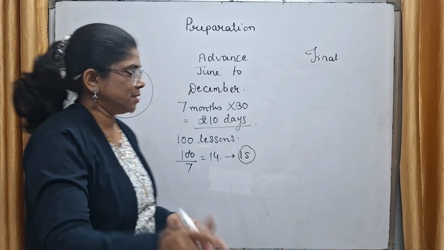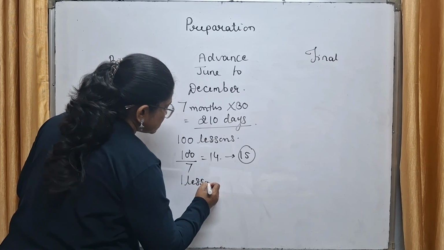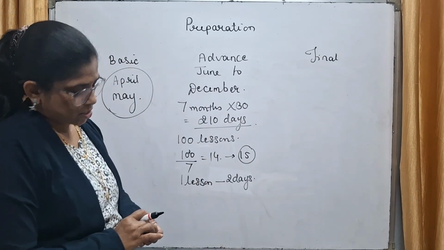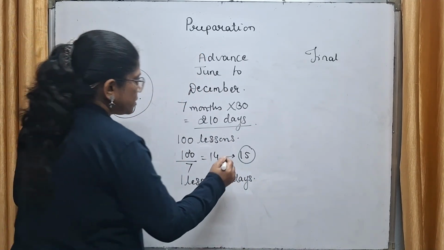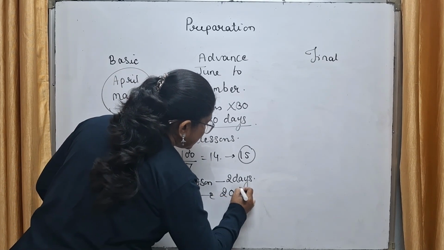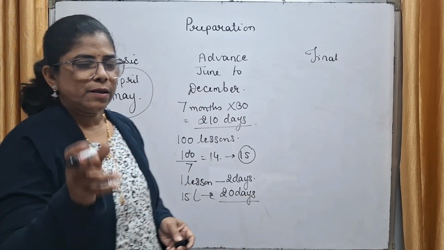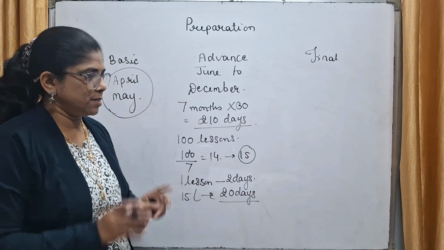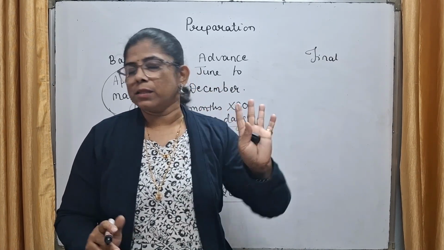15 lessons in 30 days means for 1 lesson we have 2 days in hand. But what you have to do here is complete these 15 lessons in 20 days instead of 30 days. Why? I'll explain later. So on average, you have to complete 15 lessons in 1 month. That you have to do.